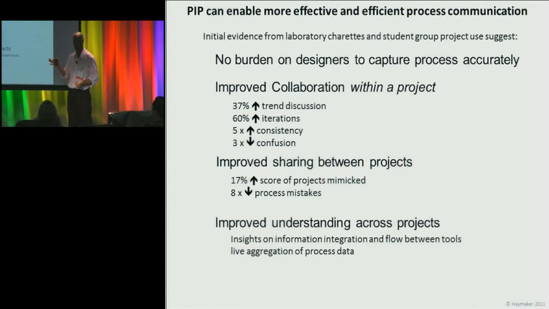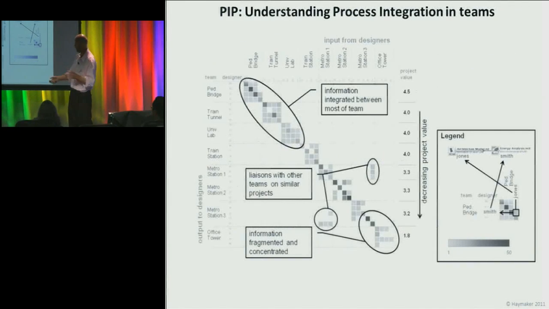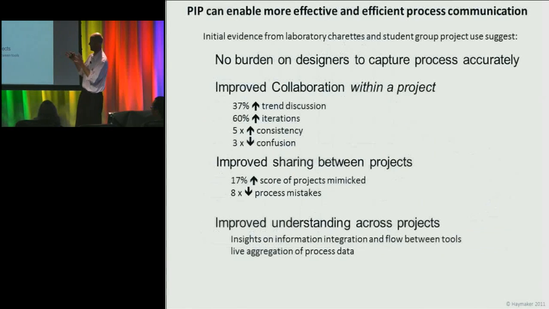They tend to iterate through the processes a little bit more. They understand how their information relates to other information, and will therefore iterate through the process. Their information is more consistent, and the designers are less confused about what is really going on. We also find improved sharing between projects, that there are fewer process mistakes, and people are able to take information from past projects and import it into their projects more successfully. And finally, this improved understanding across projects.